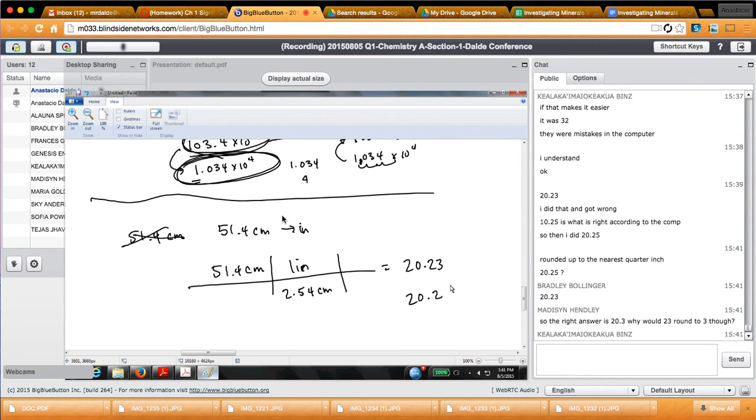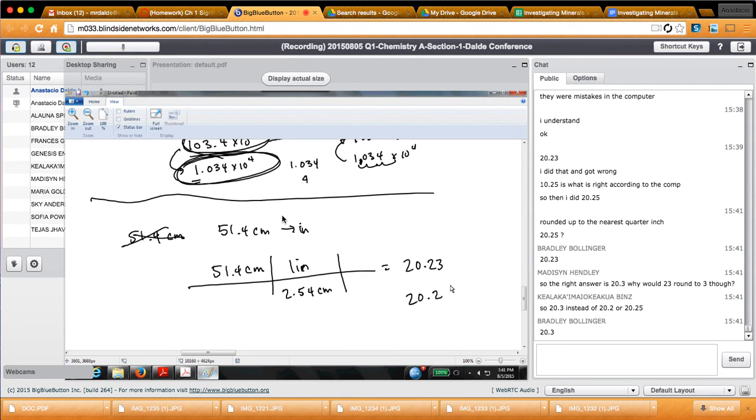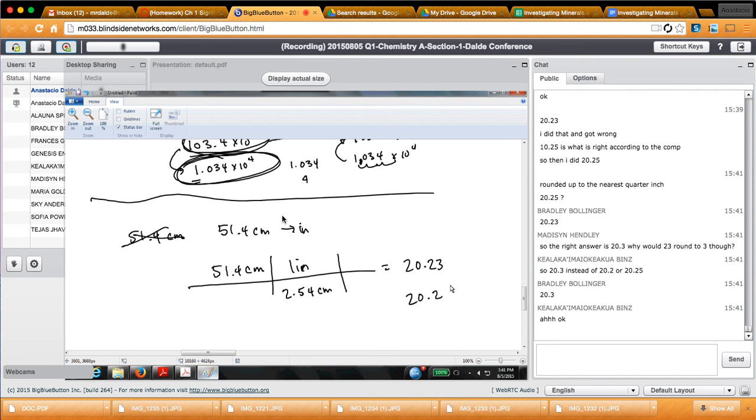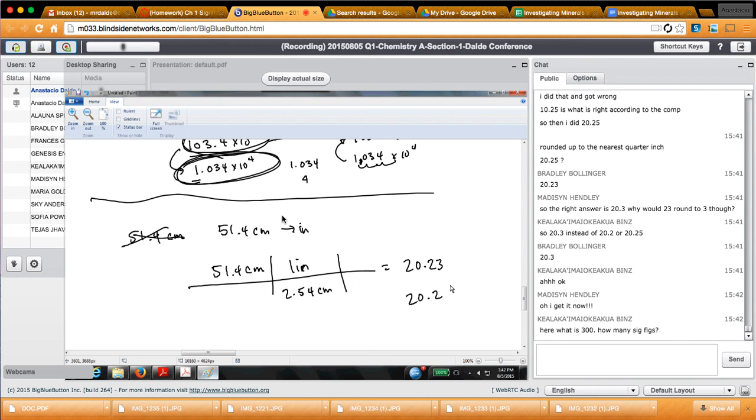Bradley, you keep on saying 20.23, and I am disagreeing with what you're saying. It's got to be 20.3 instead of 20.2. Yes, I agree. It's 20.3 instead of 20.2 or 20.25, and that should make more sense to you because of our lesson on significant figures. The reason why it's 3 significant figures is because you started off with 51.4, which is only 3 significant figures. The reason why you rounded up is because the one below it was a 5, so you round the 2 up to a 3. Done.